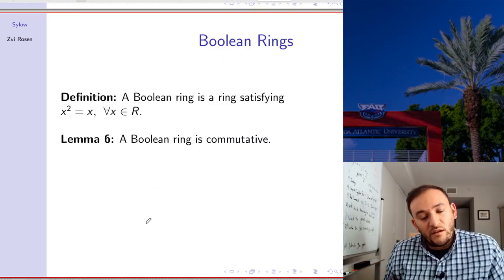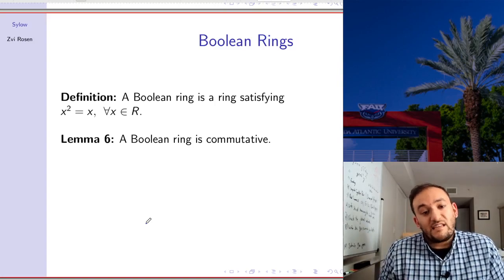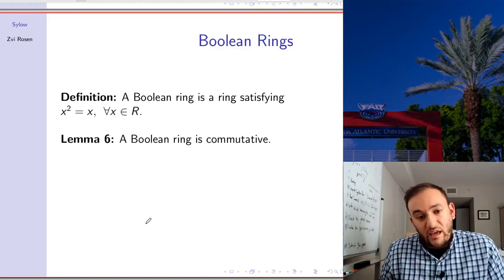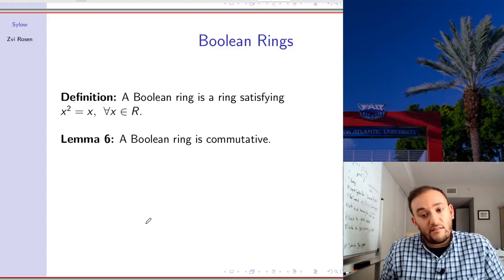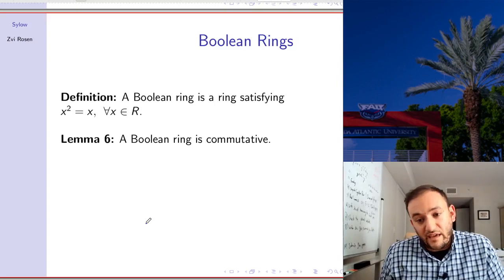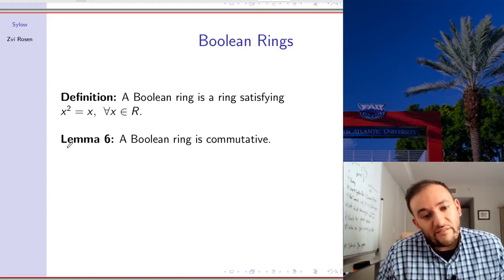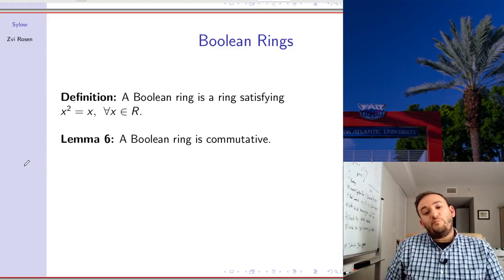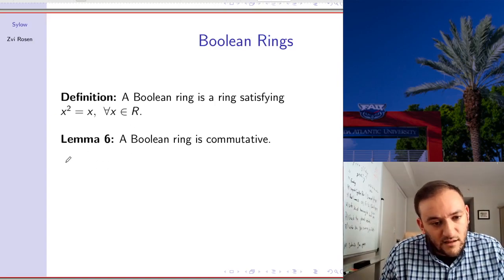Now we'll make a definition. A Boolean ring is a ring satisfying x squared equals x for all x in R. So whatever element I multiply by itself, I get the element back. Multiplication behaves in a kind of funny way. Now Lemma 6 claims that a Boolean ring is commutative, and this is a bit fun to prove.